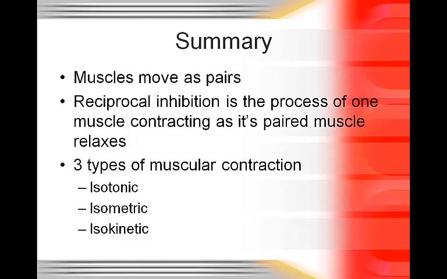And then there's the three types of muscular contraction: isotonic, with the concentric and eccentric contractions; isometric, so just the muscle staying in a state of tension but not changing length; and then isokinetic, where the length changes but the tension stays the same. So I hope you got some notes from that.